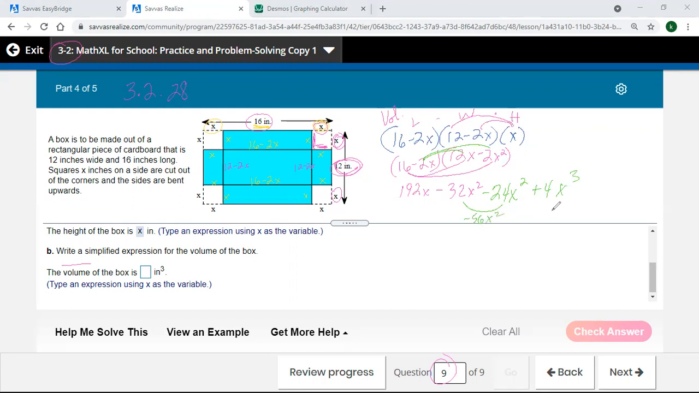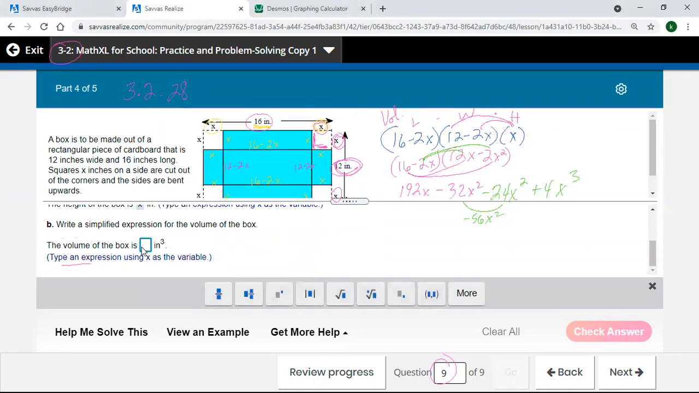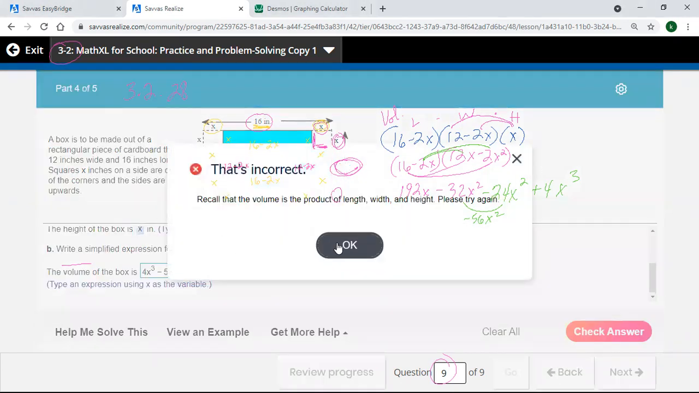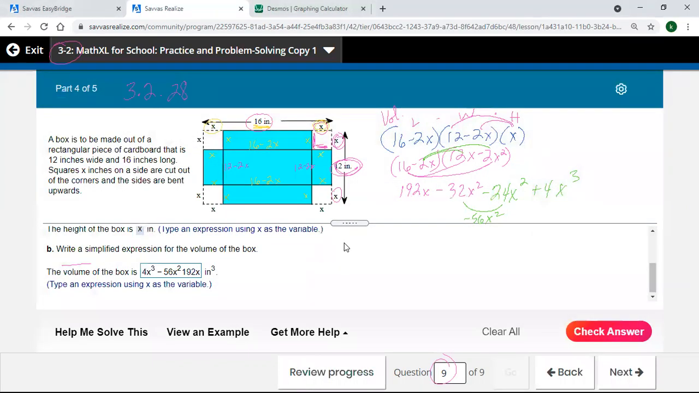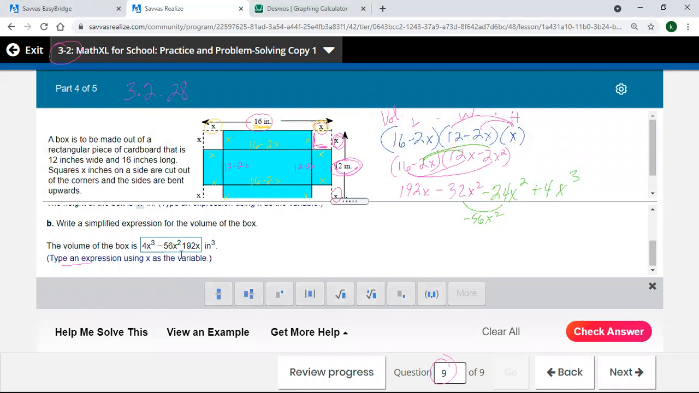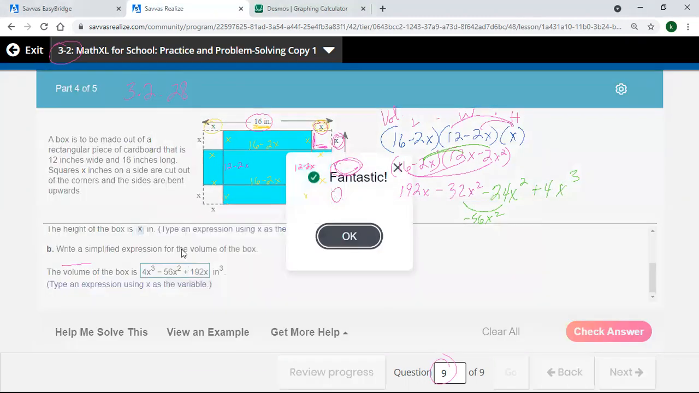All right, so that should be my volume unless I made a mistake, which is possible. If we did, we'll just go back and find it. That's what I tell you guys to do. So I should role model that if it happens. My 4x to the third, I'm putting it in standard form, highest degree first to lowest degree. Then my minus 56x squared. And lastly, my 192x. So, just as I said, I wonder if I missed a sign in here. 56, the 192 was positive. All right, let's try that. Okay.